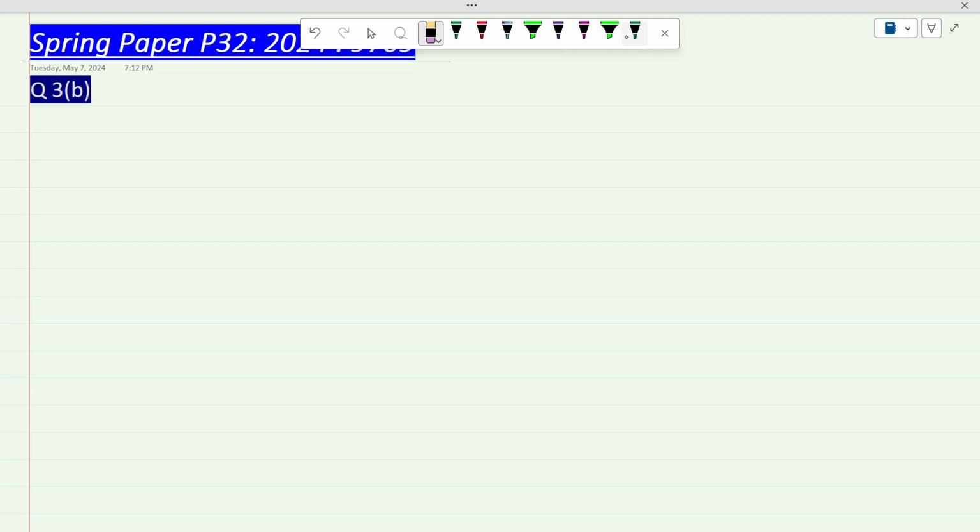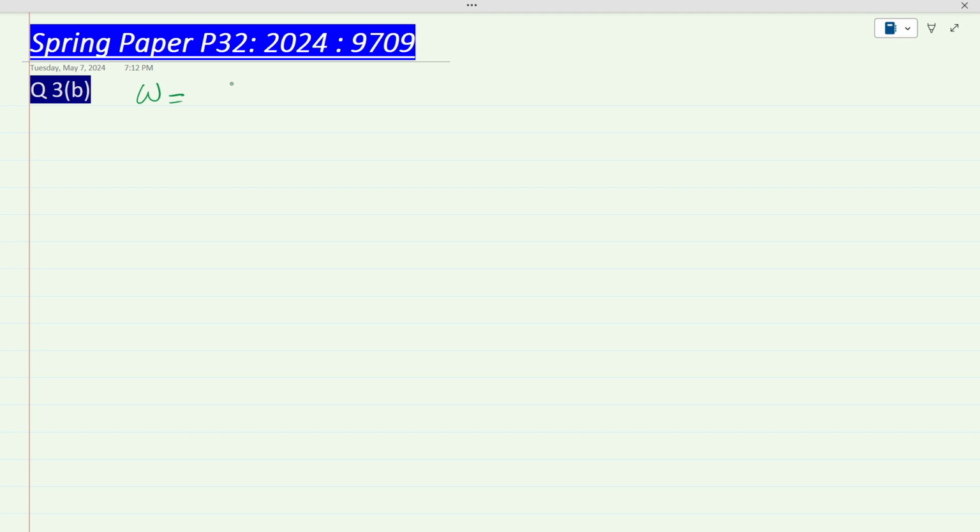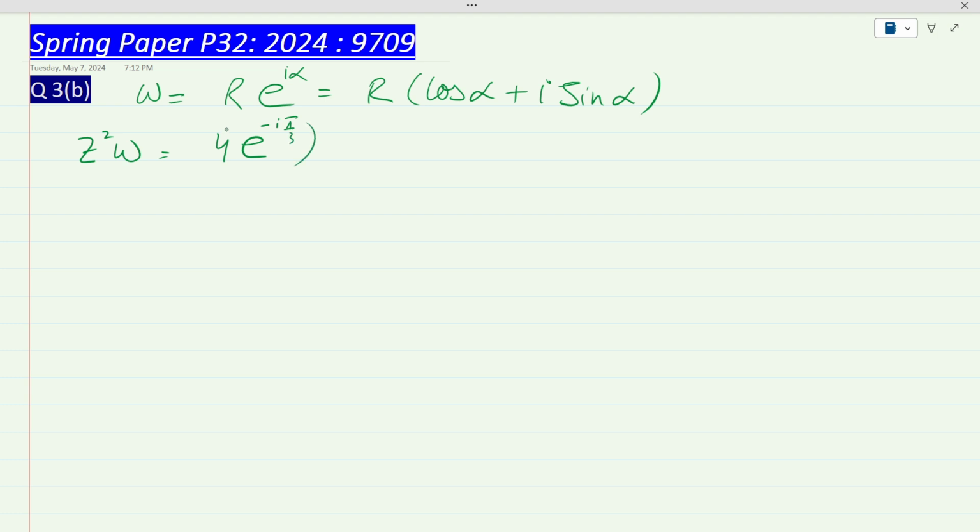We are given a complex number omega such that its length is capital R and its angle is alpha, or in polar form it would be R times cos alpha plus i sin alpha. The information given is that z squared omega is real, so let's find z squared omega. First of all, we know z squared from the previous part: it is 4 e^(-i pi/3), and omega is R e^(i alpha).